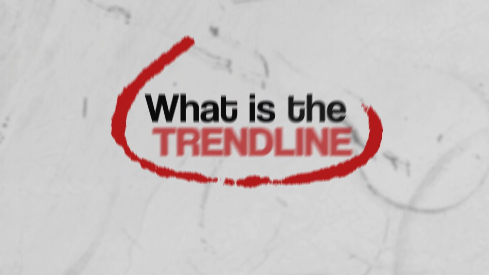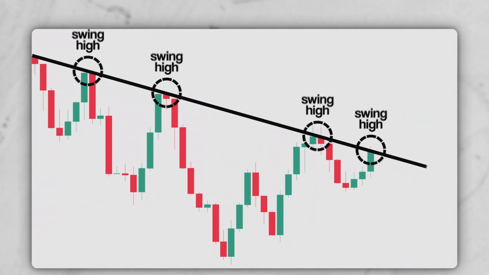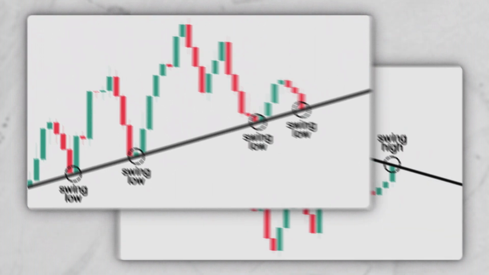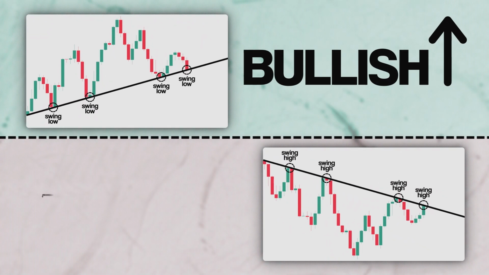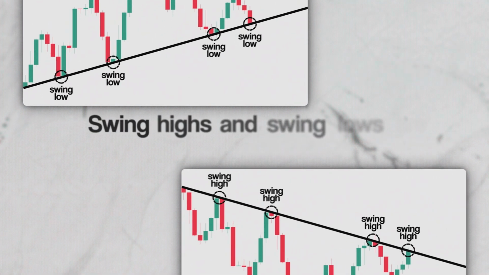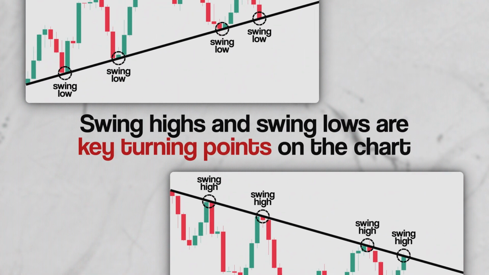First, let's define what a trend line actually is. A trend line is a line that connects consecutive swing highs or consecutive swing lows. It helps us identify the direction of the market, whether the trend is bullish or bearish. Swing highs and swing lows are key turning points on the chart.